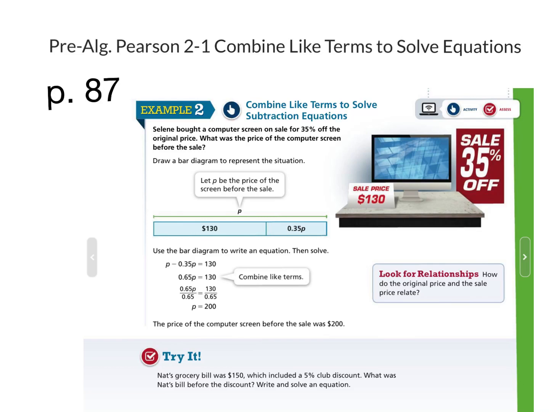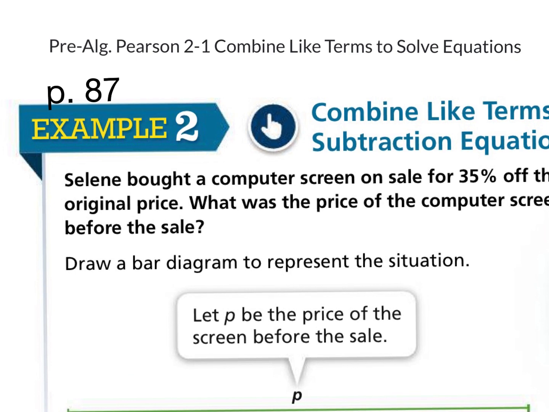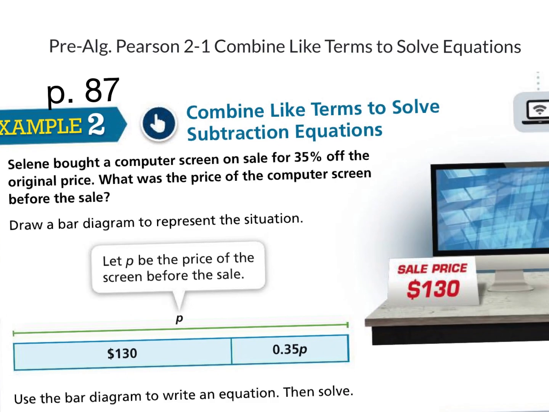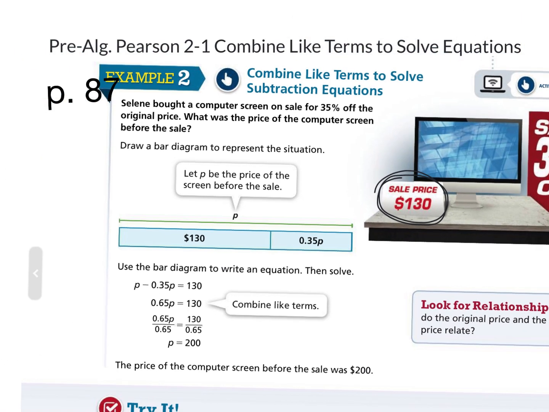Page 87, continuing lesson 2.1 on combining like terms to solve equations. So example 2: Celine bought a computer screen on sale for 35% off the original price. What was the price of the computer screen before the sale? If you look at the picture over here, you can see it's 35% off. You can see the sale price is $130.